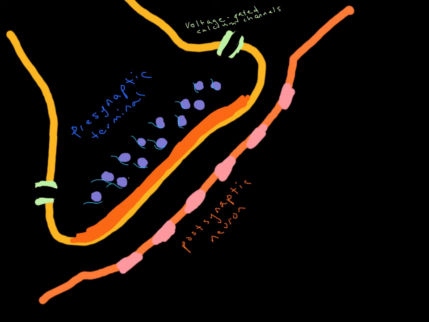Through a number of intermediary steps that we won't go into here, calcium facilitates the undocking of these vesicles from actin through a number of mechanisms. And that vesicle is moved to the active zone, where it fuses with the cell membrane there and releases the neurotransmitters into the synaptic cleft here.